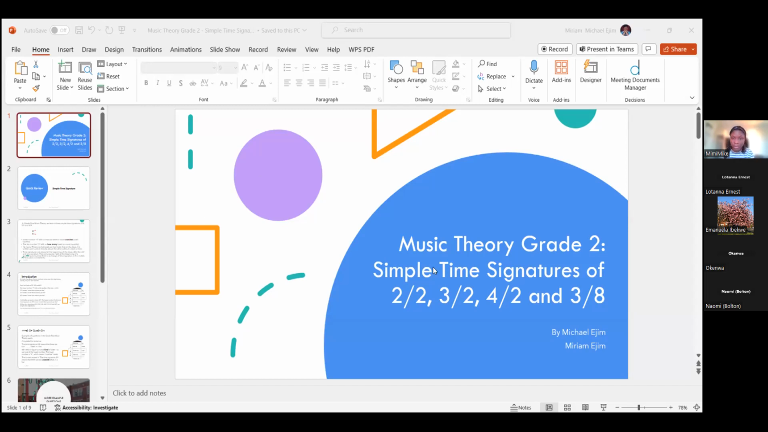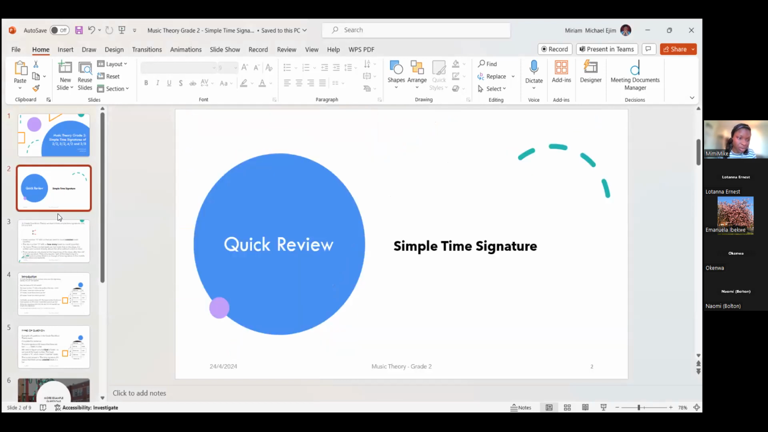Okay, so today's topic will be on simple time signature, as we can see here. So we're going to be looking at new time signatures 2-2, 3-2, 4-2, and 3-8. So we'll have a quick review of what we did in our grade 1.